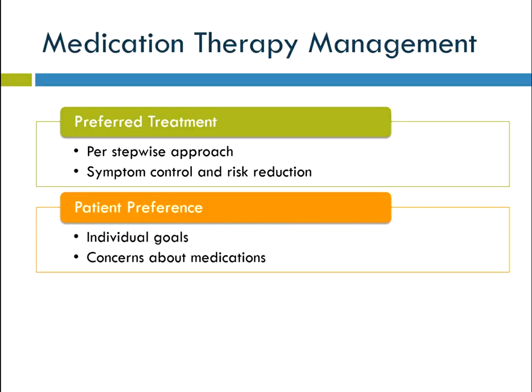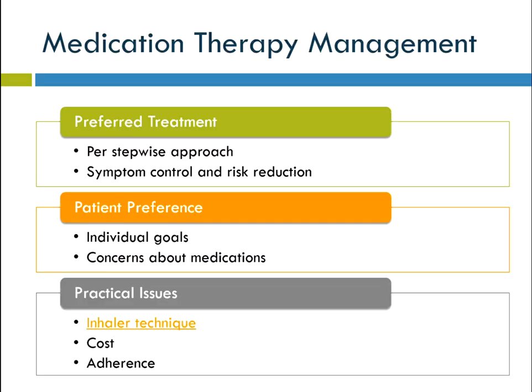Okay. We also want to consider the patient's preference. So what are their individual goals? They want to be able to play with their grandkids. They want to be able to run a triathlon, whatever the case may be, we want to take that into consideration. And any concerns they have about medications. So even if you have a pediatric patient and their parent has concerns about the ICS, and you're like, it doesn't cause growth suppression, they're going to be okay. If they do not want it, and they're adamant about that, we need to honor and respect that preference as well. Okay?